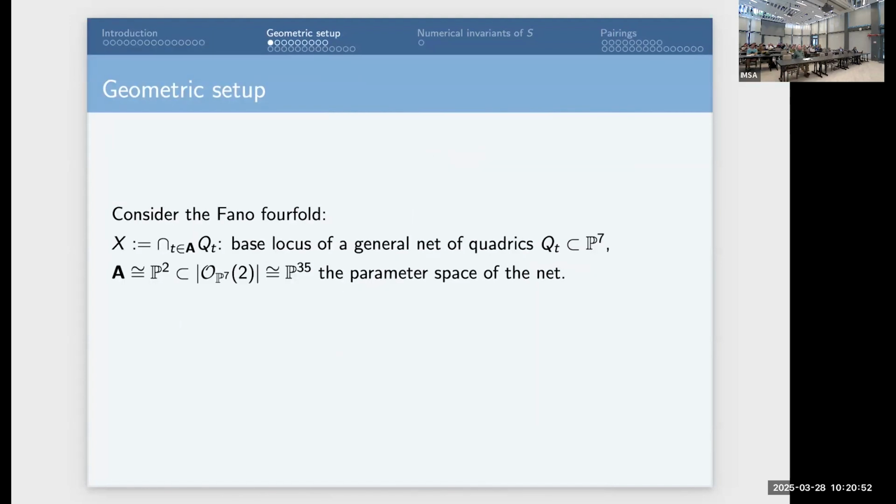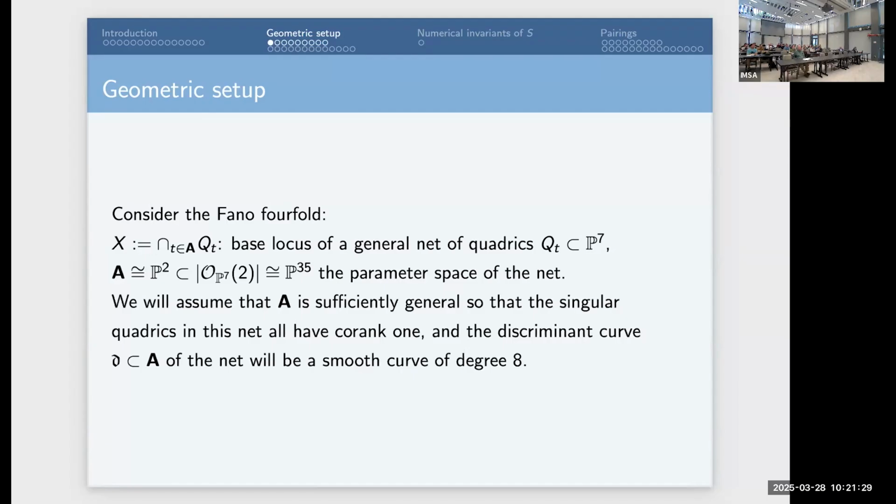Okay, so now we set all the generalities aside, and let's just do some ordinary classical geometry. So we start with P7. We look at the space of quadrics in P7. We look at a net A, generic, a P2 inside P. So basically you're taking three independent quadrics and taking all the linear combinations of those quadrics. Let X be the intersection of those quadrics. That's the fourfold in P7.